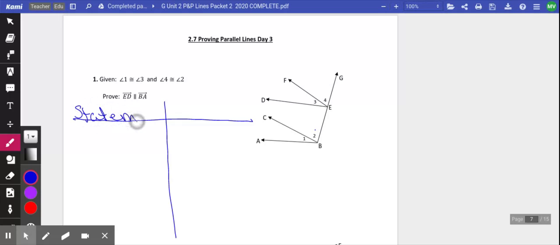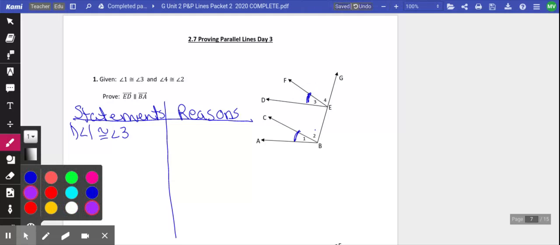So we always start out our proofs by doing statements and reasons, and we always start by writing our givens. So here we know angle 1 is congruent to angle 3. So that's this little blue one, this little blue one. And we also know angle 4 is congruent to angle 2. So those don't have any overlap, so I can't do any substitutions because they don't equal each other.